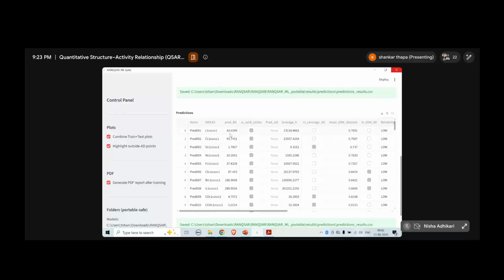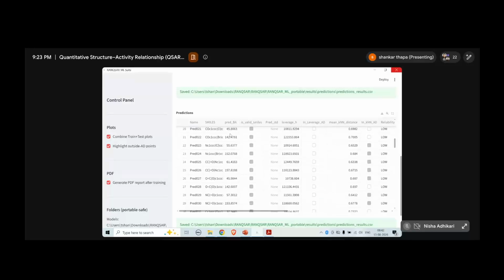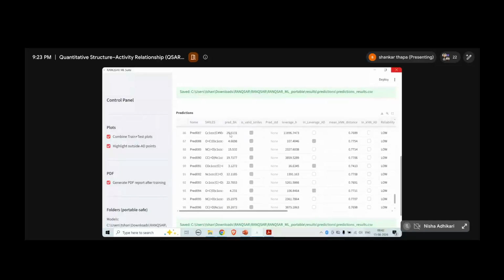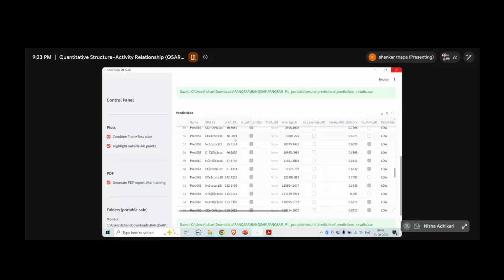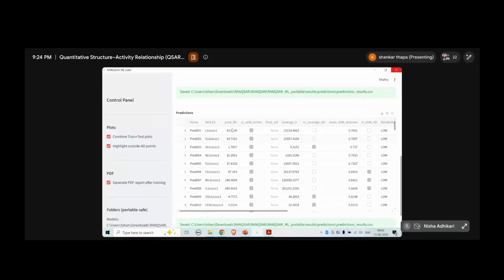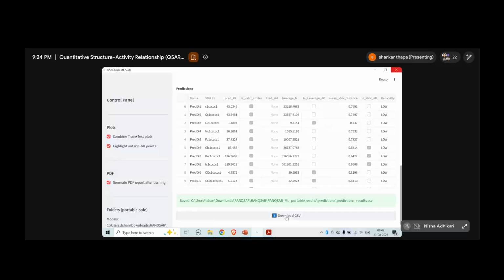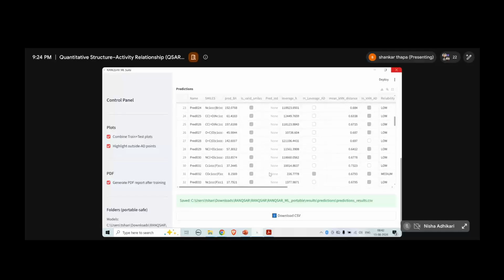Now the pIC50 value you have to convert into the IC50 value. So predicted IC50 value of all 100 compounds, you can use it for your publications. If you need this data, you can download it in CSV format here. It can be downloaded in the result section.